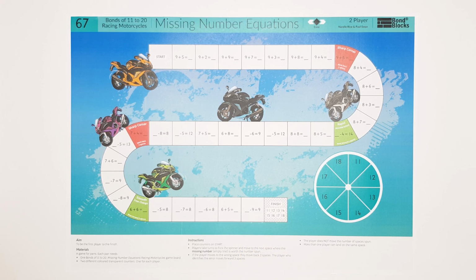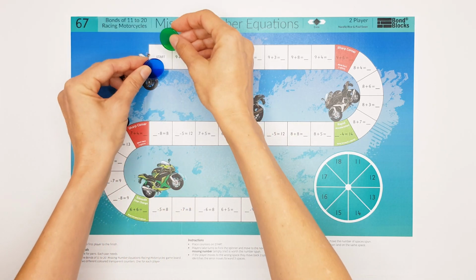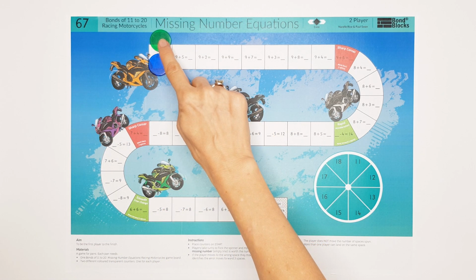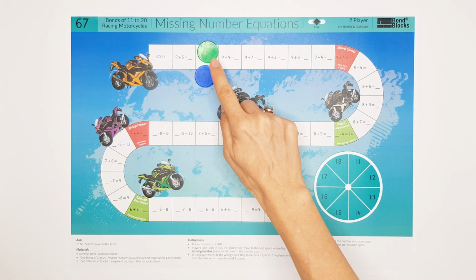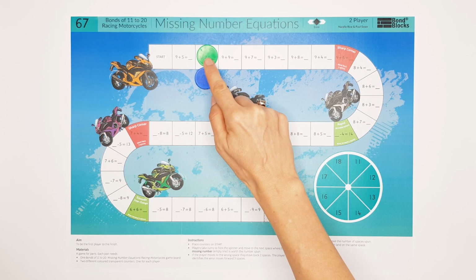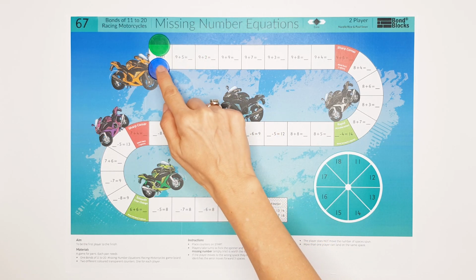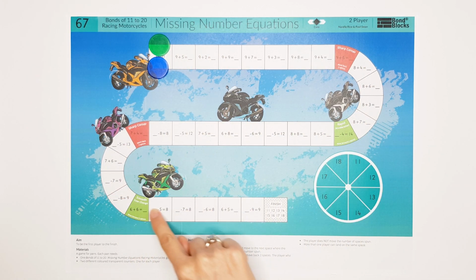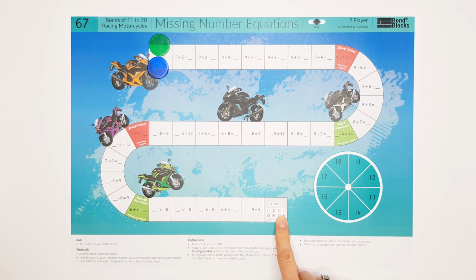To complete this activity, each player will need a transparent counter. They need to be transparent because more than one player can land on the same space. So you need to be able to see what's underneath. The aim is to be the first player to work your way around and finish at the finish line.